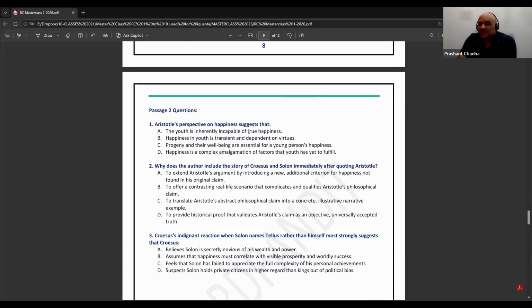Hence, Aristotle's perspective on happiness is that youth is inherently capable of true happiness. Happiness is not an amalgamation of factors that youth has yet to fulfill. In this particular case, is the passage about happiness? Or is it about the fact that happiness cannot be achieved by youth?